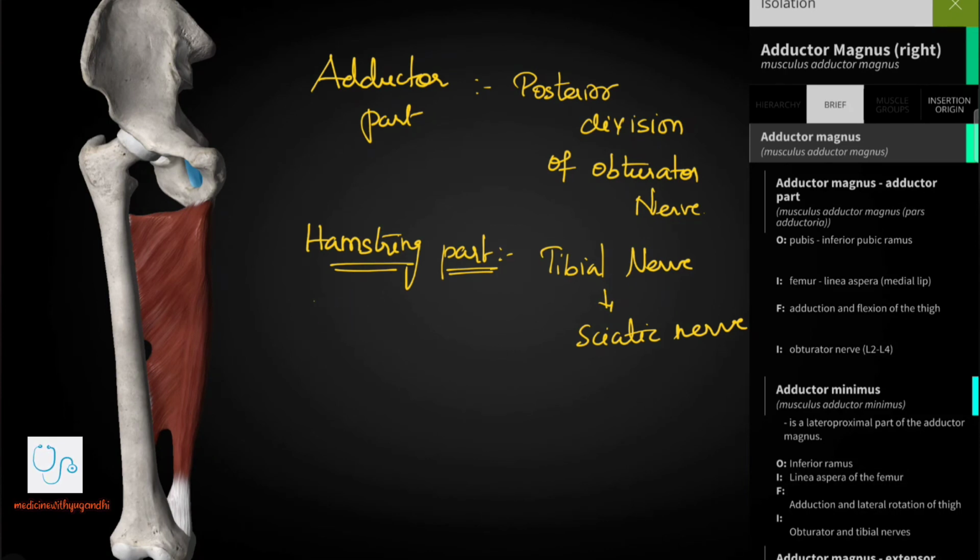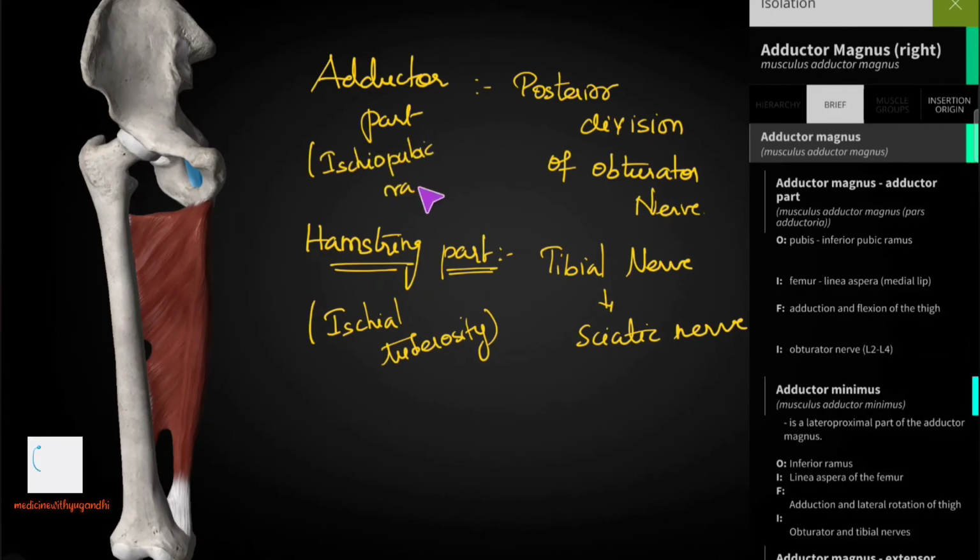The portion of adductor magnus arising from the ischial tuberosity is called the hamstring part of the adductor magnus, and the portion arising from the ischiopubic ramus is called the adductor part of the adductor magnus.